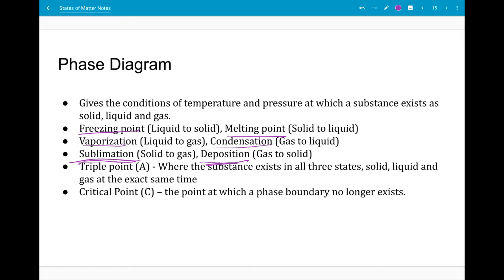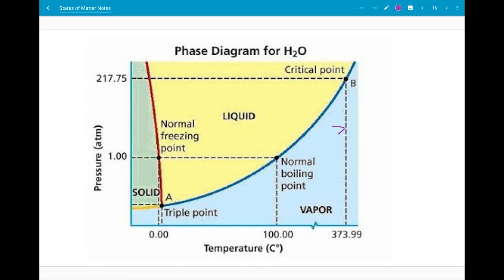There's also a point called a triple point, which is where the substance exists in all three states at the same time. So it's a solid, a liquid, and a gas. You have to have the exact temperature and pressure to do that, but it's pretty cool. The critical point is a point at which a phase boundary no longer exists. This often happens with supercritical fluids. Okay, so it's like a blurry zone of the two phases.